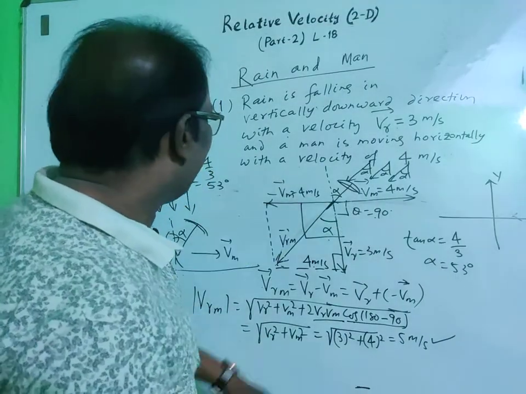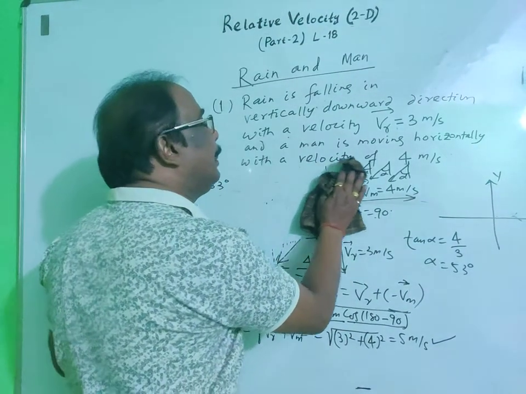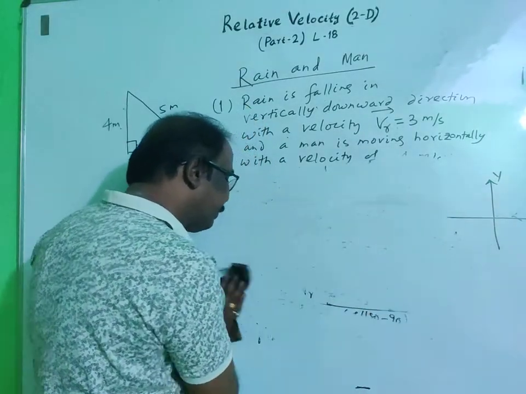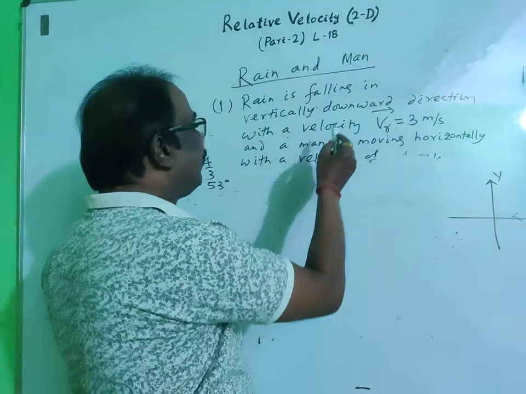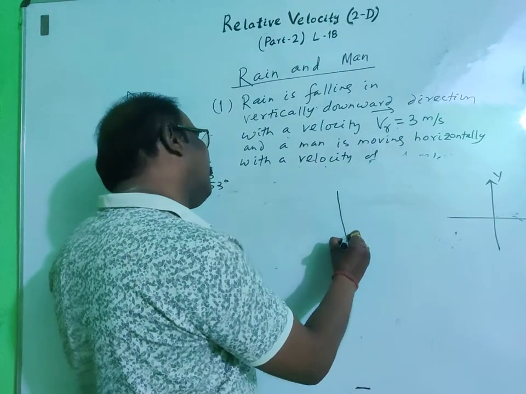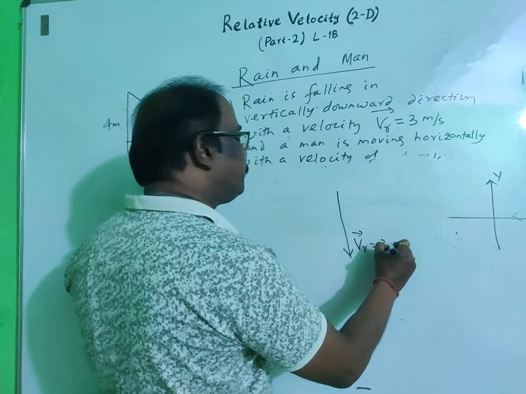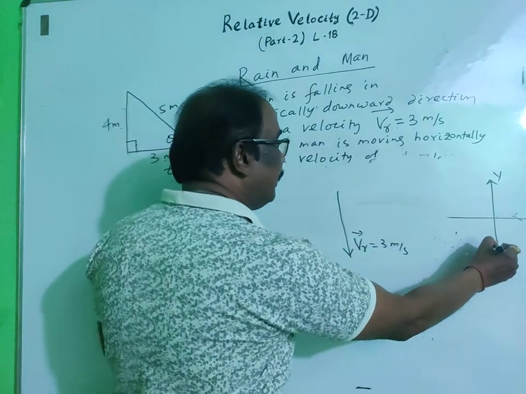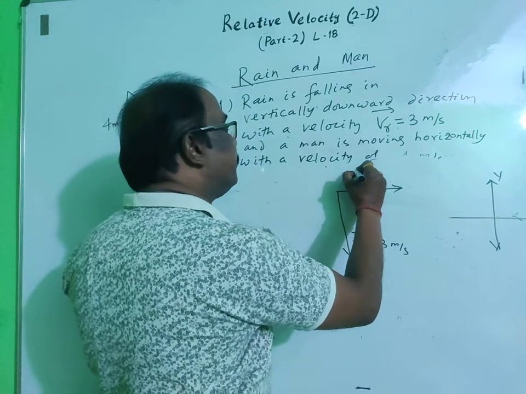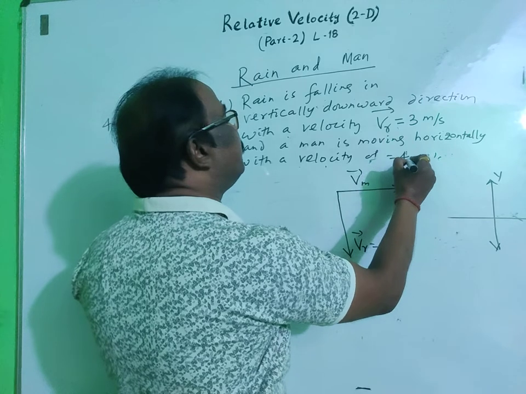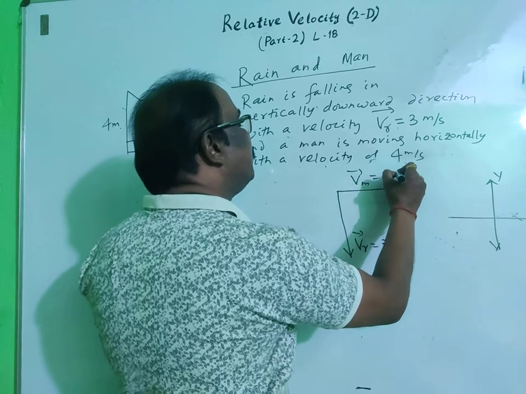Then another method, taking the help of orthogonal unit vector. If you find it easier, you can follow it. I think this is also an easier method. Rain is falling in vertically downward direction. This is velocity of rain. Magnitude of velocity of rain is 3 meter per second along negative y-axis. Man is moving horizontally. Let's take along x-axis. This is velocity of man, 4 meter per second.